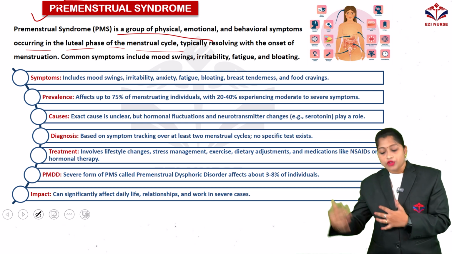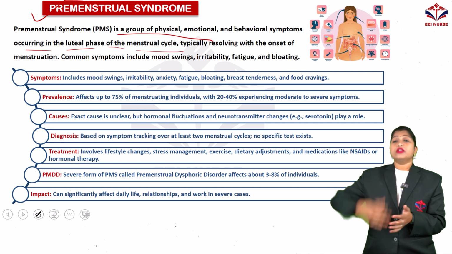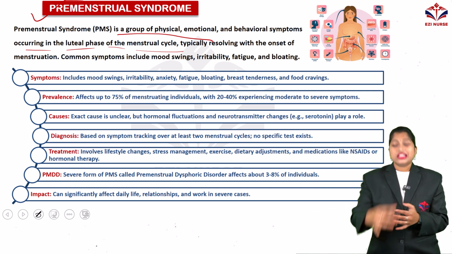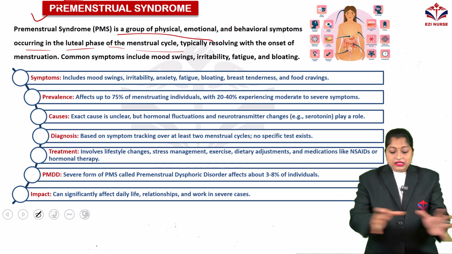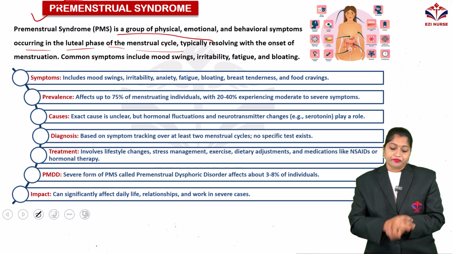Typically, it can be resolved only after the onset of the menstruation. When the woman goes to the menstruation phase of the menstrual cycle, only then can these symptoms resolve. So the stage where these symptoms are seen is called premenstrual syndrome.